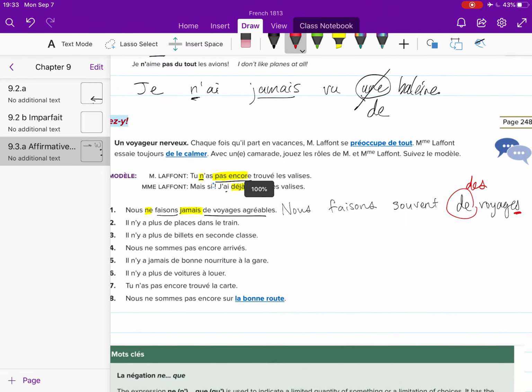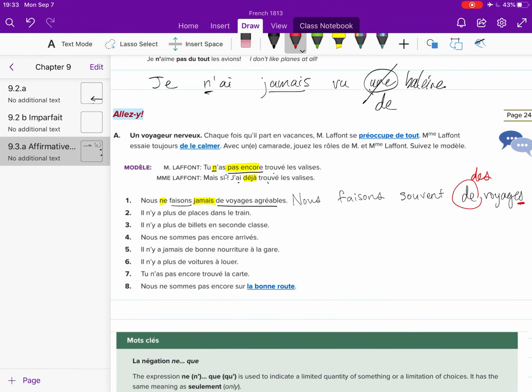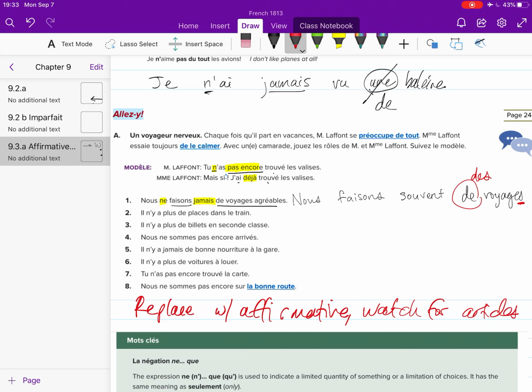Okay? So I'm going to have you do this exercise with a partner where you're replacing the negative thing with the affirmative and watching out for articles. Okay, so let me just maybe write that down here. Replace with affirmative. And watch for articles. Don't forget, your un, une, des, du, de, la, de l'apostrophe will change to de, but your le, la, les will stay the same.